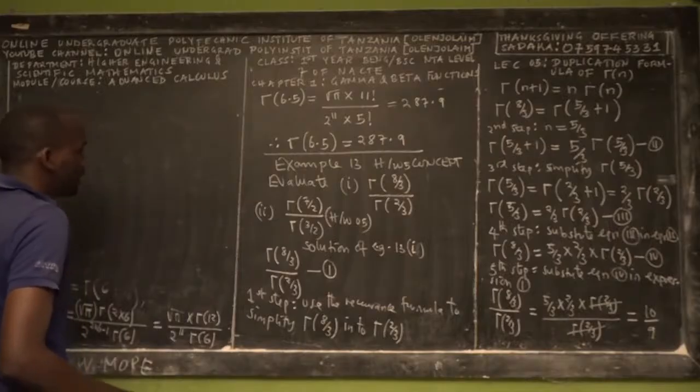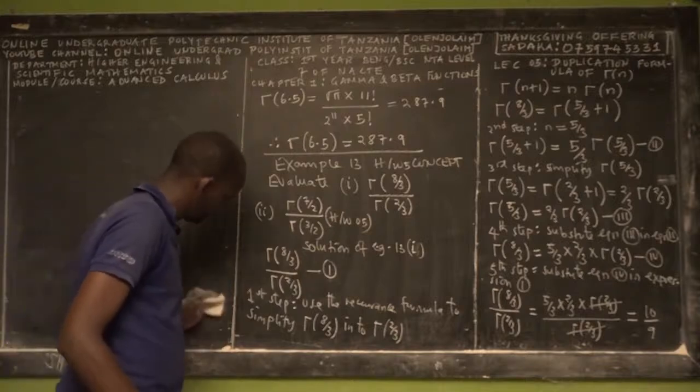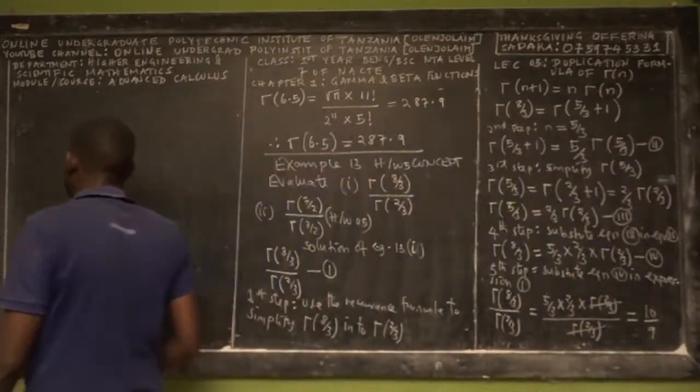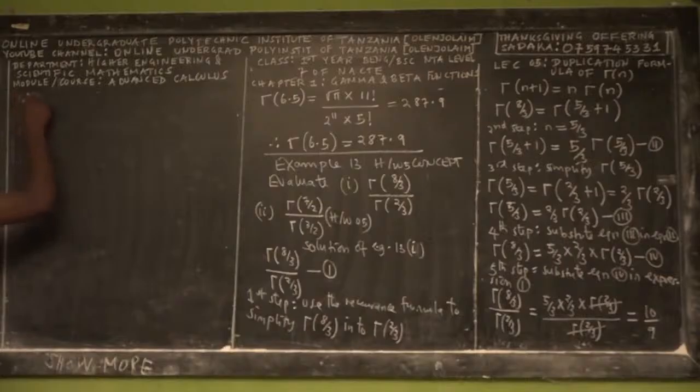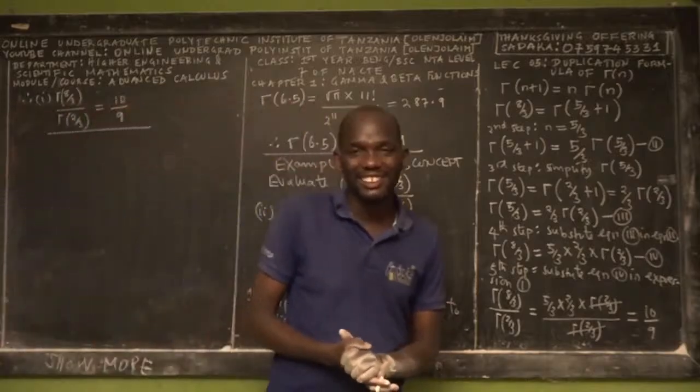The final response of example 13, Roman 1. So I say that the solution of Roman 1, which is gamma of 8 over 3 over gamma of 2 over 3, is equal to 10 over 9. That's the response. Ladies and gentlemen, this is the end of lecture 5.